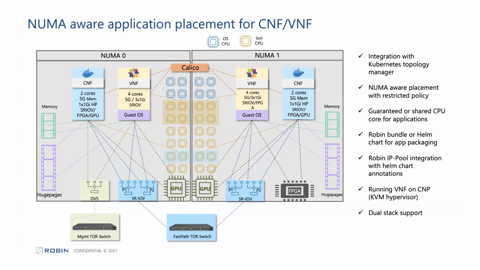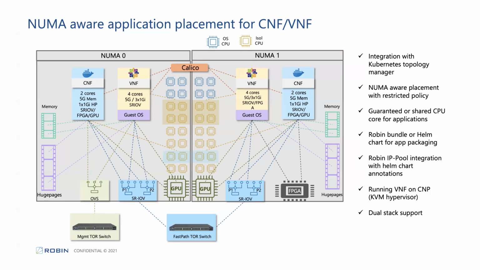Such as in your Robin bundle, you can say, I want reserved CPU, or in Helm chart, I want a guaranteed pod. So then Robin would look for all the available hosts, and wherever there is a single NUMA node with all the resources available, we'll take care of that. Instead of statically finding out and placing the workload manually there, the Robin Planner would be able to take care of that. And we have tight integration with Kubernetes Topology Manager to achieve NUMA placement for guaranteed or shared CPU pods.